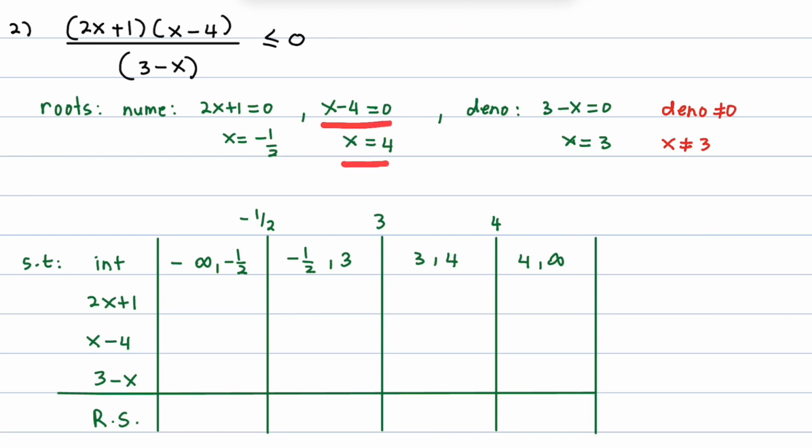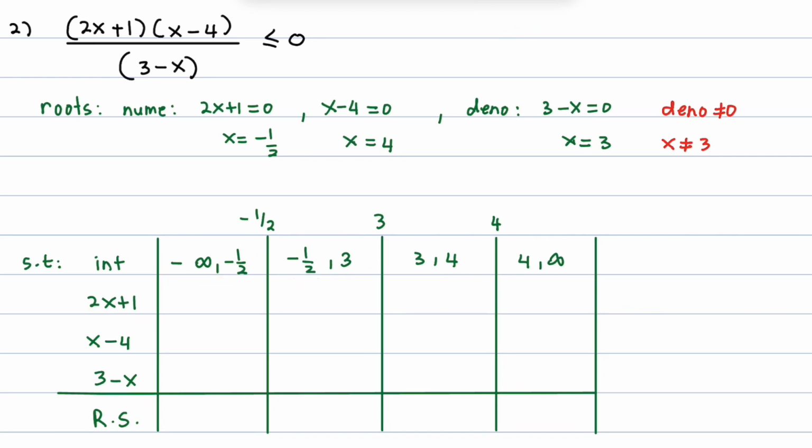Then your denominator, you got 3 - x equals 0, so x equals 3. But again, you must remember, the denominator cannot be equal to 0. So x cannot be equal to 3. Now, I've constructed the sign table already without the sign, but again, I leave out the brackets. So let's do this together.